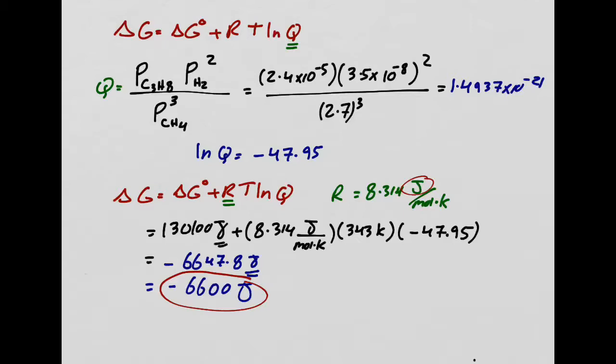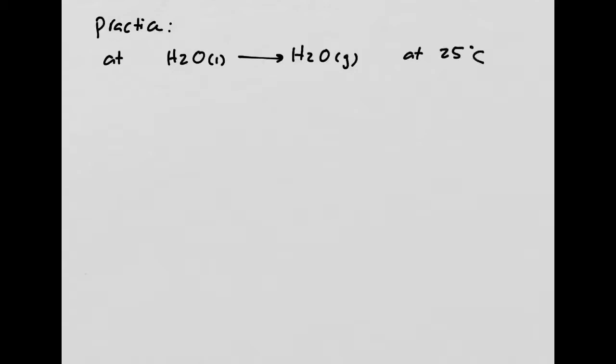Now, the next thing we're going to do, I'm actually going to go over some kind of fun problems. I think they're fun. We're going to do some practice problems with you figuring out delta H, delta S, and delta G without doing any calculation. So water liquid goes to water gas, and this is at 25 degrees Celsius. Ready to do this?